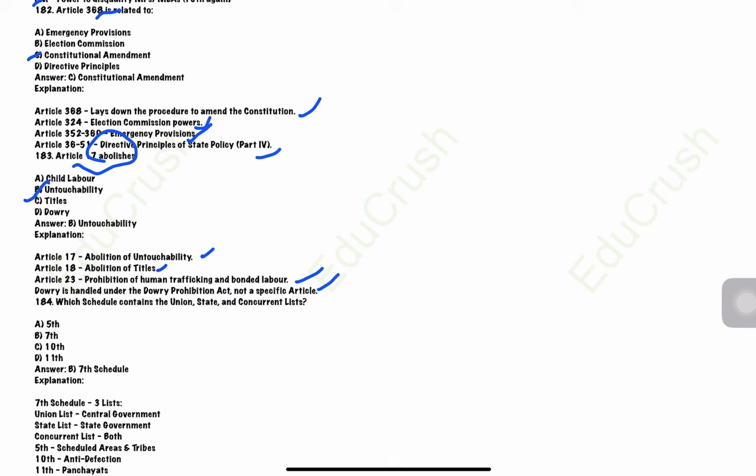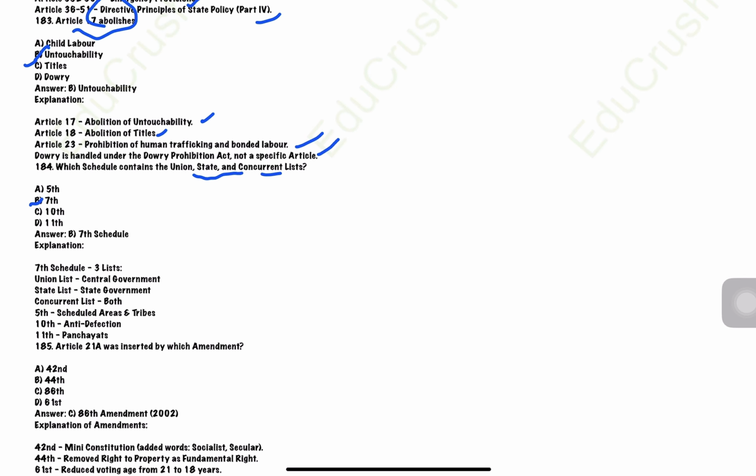So which schedule contains the union, state and concurrent lists? So 7th schedule contains the union, state and concurrent lists. 7th schedule, 3 lists: union list central government, state list state government, concurrent list both. So 5th schedule contains scheduled areas and tribes. Next 10th anti-defection. Next 11th schedule panchayats.